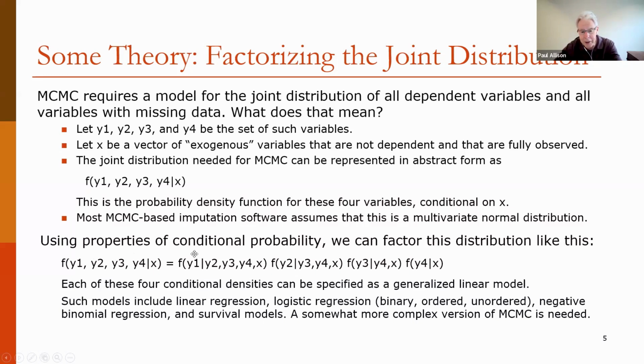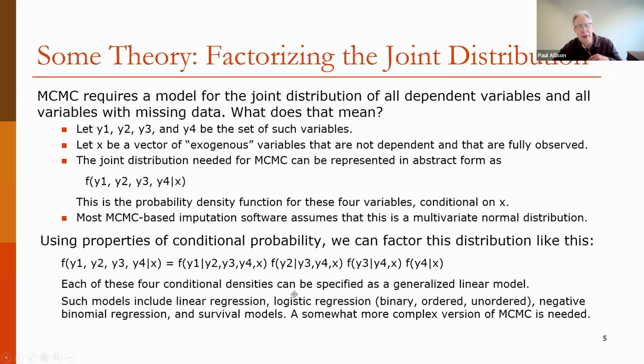So just using the definition of conditional probability, we can factor this joint distribution like this. The joint distribution is equal to the conditional distribution of y1 given y2 through y4 and x, the conditional distribution of y2 given y3 and y4 and x, the conditional distribution of y3 given y4 and x, and finally the distribution of y4 given x. So instead of a single joint distribution, we've got the product of 4 conditional distributions.